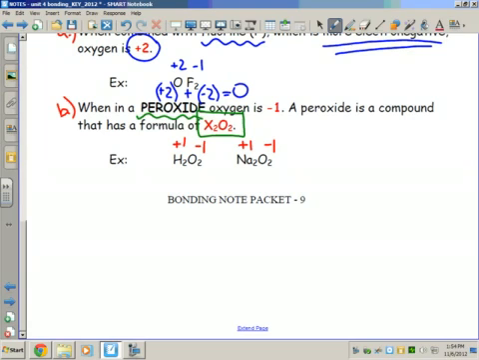So the other ones you'll see, Li2O2, you'll see K2O2, you'll see Rb, rubidium peroxide. Any of the group 1 elements can form peroxides, and they have the general formula X2O2, the X being hydrogen or the group 1 metal.